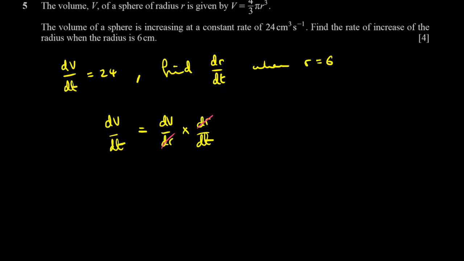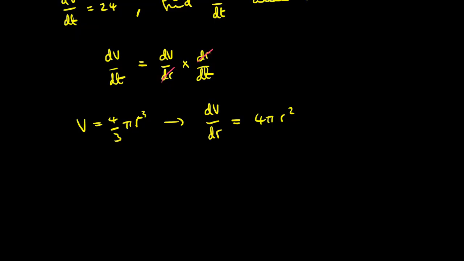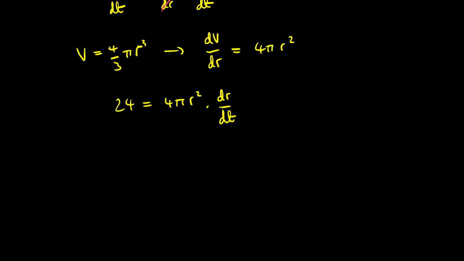Let's find the thing that we need, which is this dV/dr term. We know that the volume is equal to 4/3 pi r cubed. If we differentiate this with respect to the radius, dV/dr, we get 4 pi r squared. Then we can substitute this into the equation. dV/dt is 24, dV/dr is 4 pi r squared, and dr/dt is the thing that we want, when r is equal to 6.